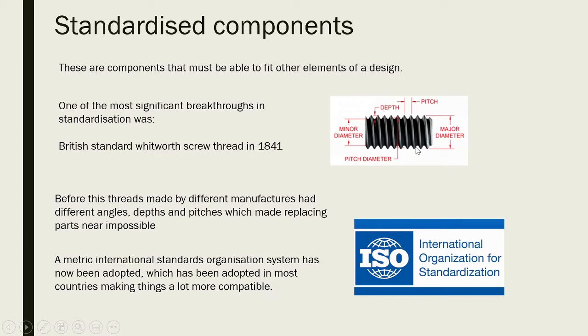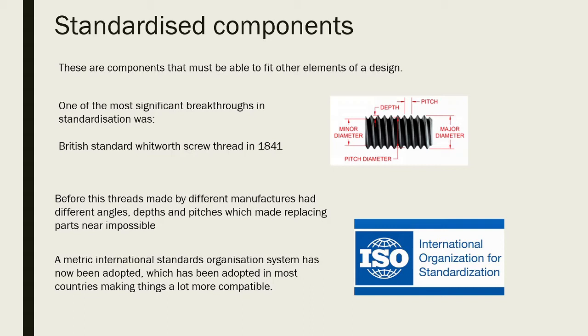Before this, threads made by different manufacturers had different angles, depths and pitches, which made replacing parts near impossible. So a metric international standards system has now been adopted in most countries, making things a lot more compatible. That's the ISO, the International Organisation for Standardisation, which makes sure that all of these things are the same everywhere.